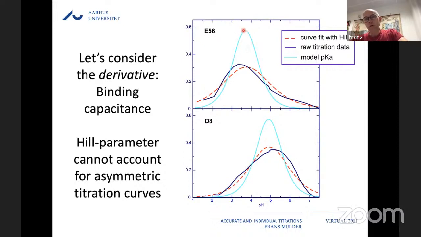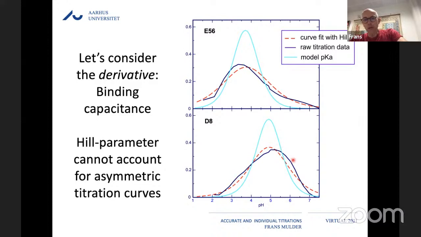What I show in the same plot here for glutamate 56 is the experimental data in purple, and you see that this is far away from having a maximum at 0.58, but it's also very far away from being symmetric. If one does this Henderson-Hasselbalch fitting with this Hill parameter, one assumes that the pKa constant doesn't change with the pH, and therefore this curve is symmetric. It doesn't fit, however, with the experimental data.